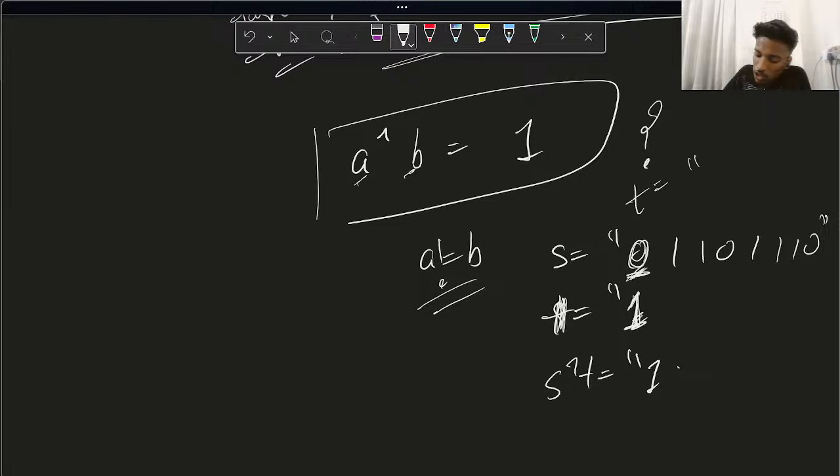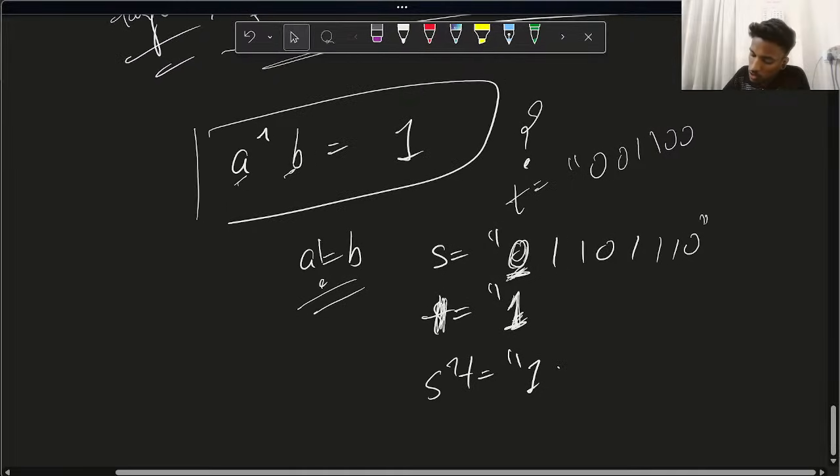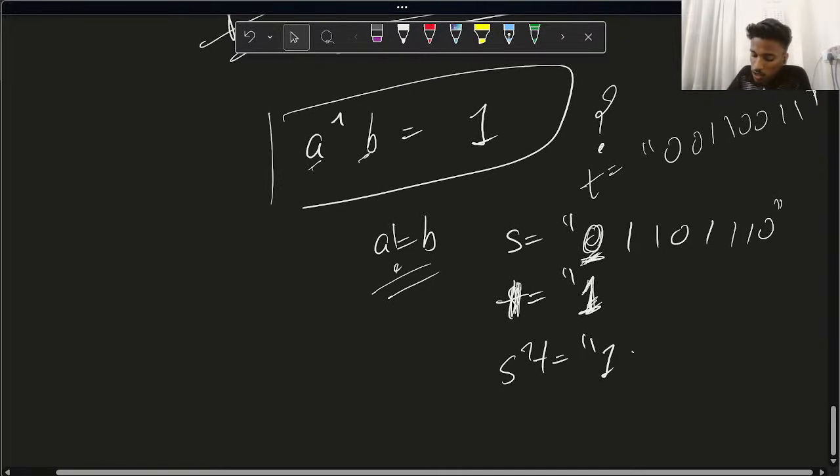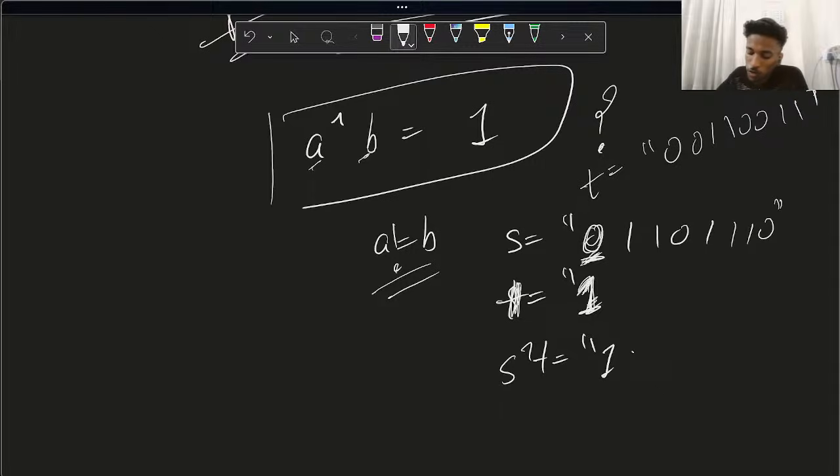Suppose initially your T was 0, 0, 1, 1, 0, 0, 1, and 1, 1. Okay, so this was your T. Now what I want to do is rearrange T in such a way that a one comes on the first index. Okay, no problem. Now one of the ones is used. Now again, I made a one here in the S XOR T. Okay, this was our target also.